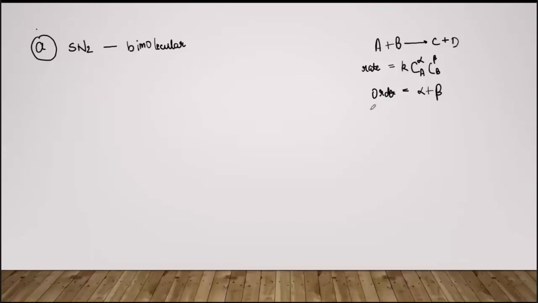Now bimolecular means that the reaction is following second order kinetics. Second order kinetics means its order is 2. How did 2 come? It is 1 plus 1. So that means the rate depends upon the concentration of both the reactants. We have two reactants: one is the alkyl halide and the other is the reagent that contains the nucleophile group. So the rate depends on the concentration of these two reactants. That is why it is a second order reaction.